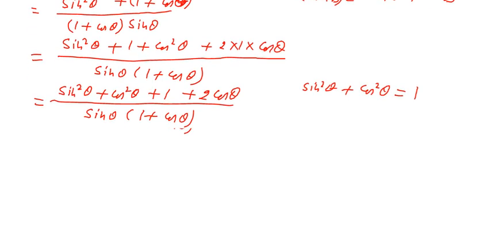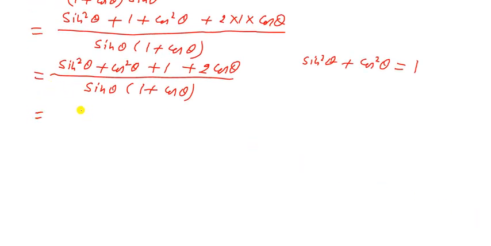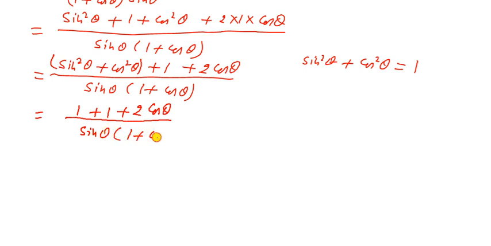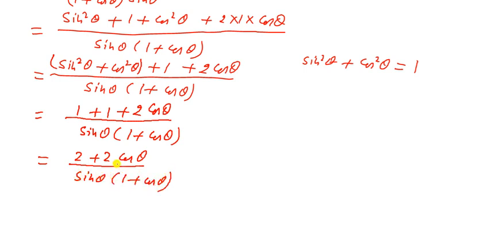Now sin square theta plus cos square theta, that is 1. So now put the value of sin square theta plus cos square theta. So it becomes 1, plus 1, value of this one, plus 2 cos theta, and here is sin theta and (1 plus cos theta). As you know, 1 plus 1, that is 2. So 2 plus 2 cos theta upon sin theta, and here is (1 plus cos theta).